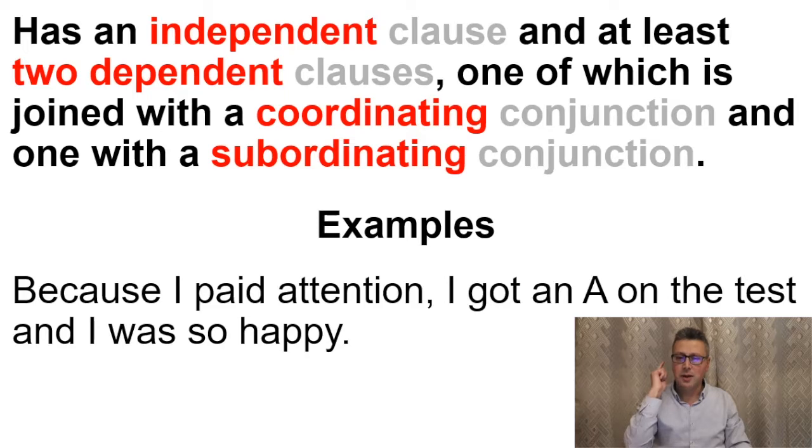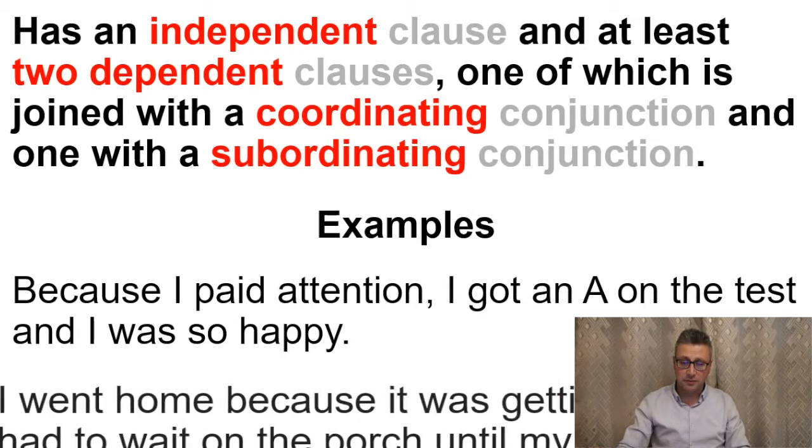Think about it again. The complex sentence is because I paid attention, I got an A on the test. That is a complex sentence joined by and I was so happy. That's a compound complex sentence. Let's take the last example for today. Let's use an easy example. Okay?